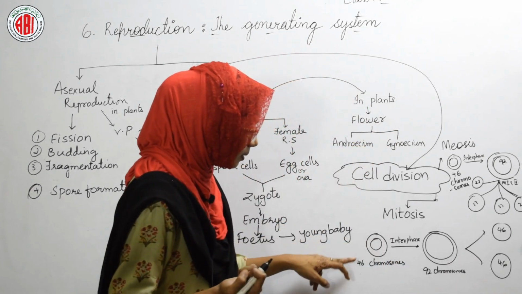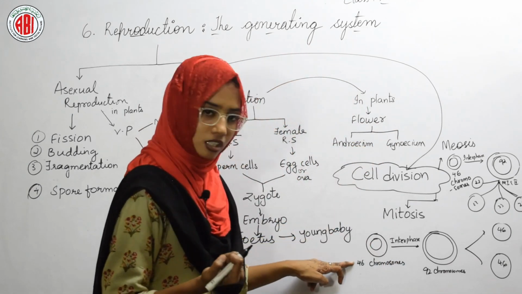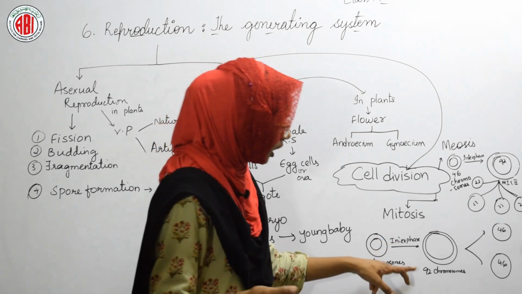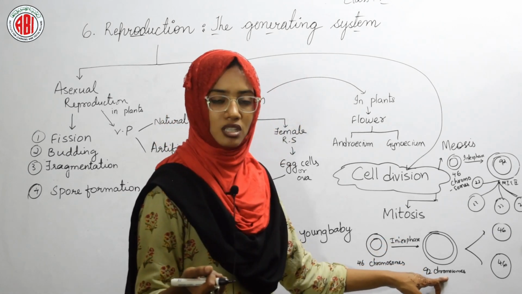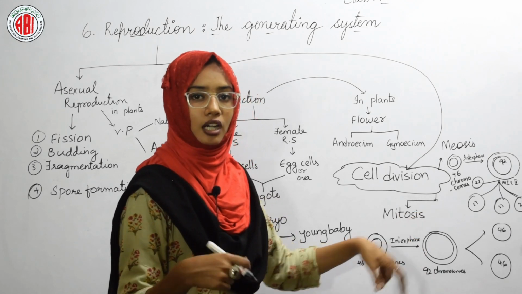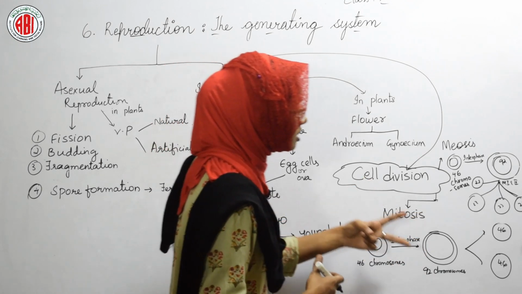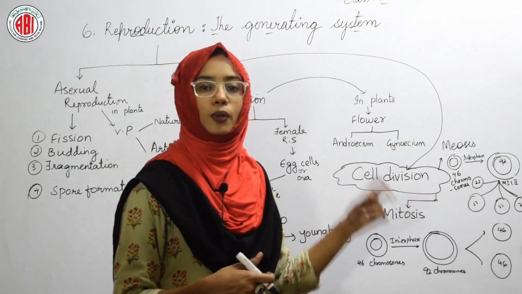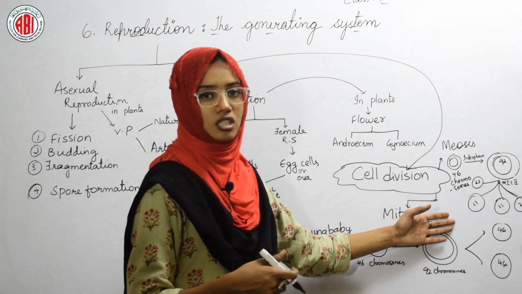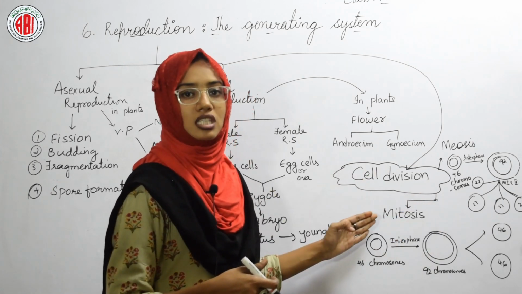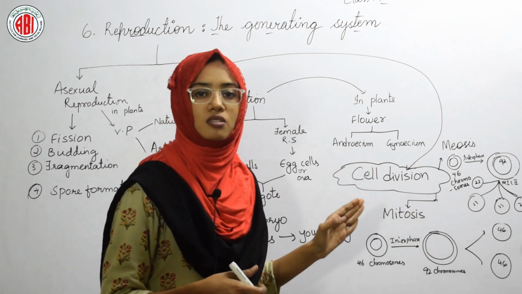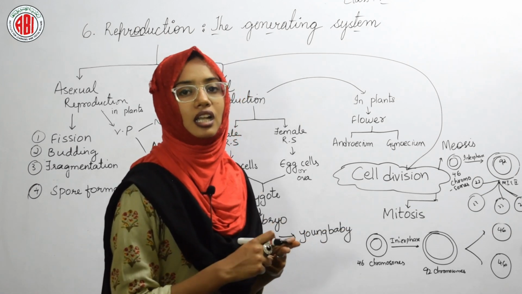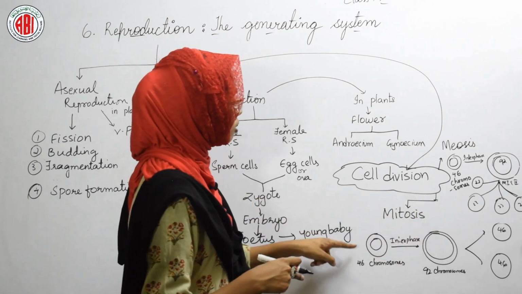So here we can see that this parent cell contains 46 chromosomes, and after the interphase, when the chromosomes become doubled, it shows the presence of 92 chromosomes. And this parent cell, after undergoing the mitotic division, results in the formation of two daughter cells, and these two daughter cells show the presence of 23 pairs of chromosomes, that is 46 chromosomes. In this way, mitotic division helps the parent cell divide into two daughter cells that contain the same number of chromosomes as the parent cell.